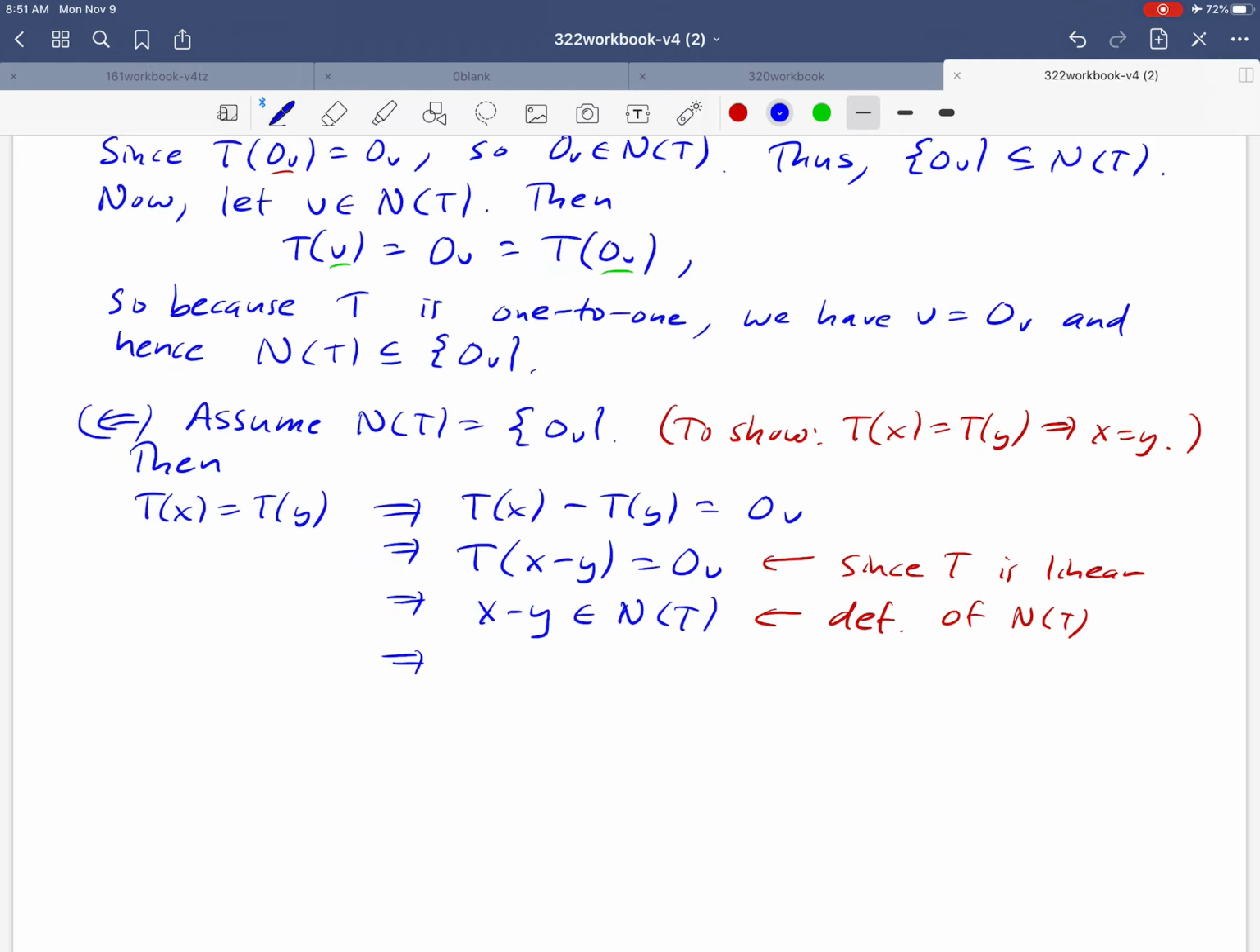Now we come to the critical step here. If x minus y is in the null space, and we assume that the null space just contains one vector, the zero vector, then that means that x minus y has to equal 0. That's the zero vector. That's the only possibility. And if that's true, we can add y to both sides and we get x equals y. That's exactly what we wanted to show. And therefore, T is indeed one-to-one. All right, and that's our proof.